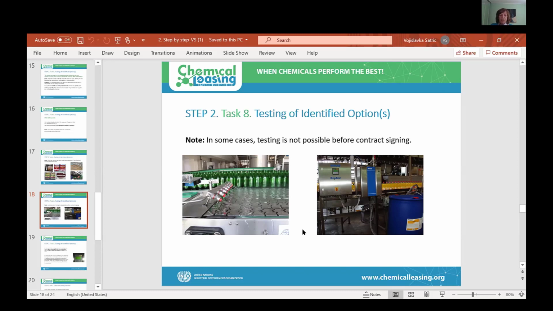Why? This is a case of a bottling company. They have to change equipment. So it is really not possible to do testing before contract signing. That's why they would like to be so sure about their results before chemical leasing.